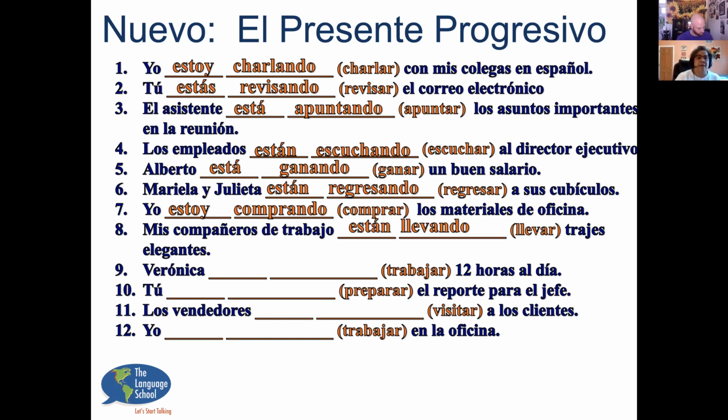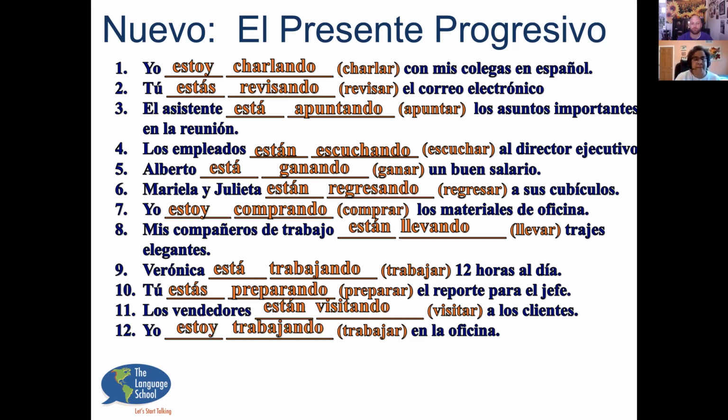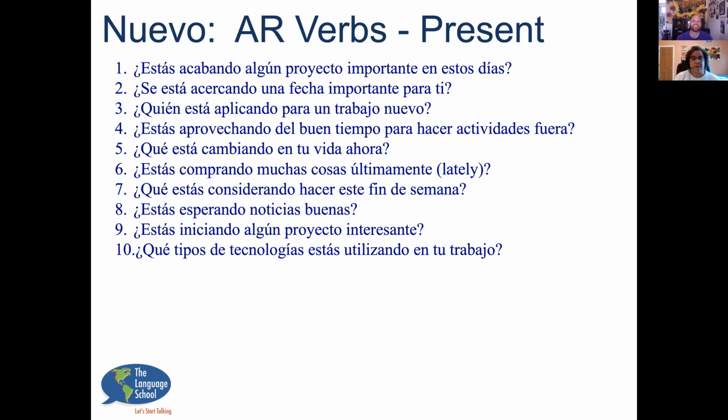Verónica está trabajando 12 horas al día. Tú estás preparando el reporte para el jefe. Los vendedores están visitando a los clientes. Yo estoy trabajando en la oficina. Muy bien. Ok. ¿Estás acabando algún proyecto importante en estos días?